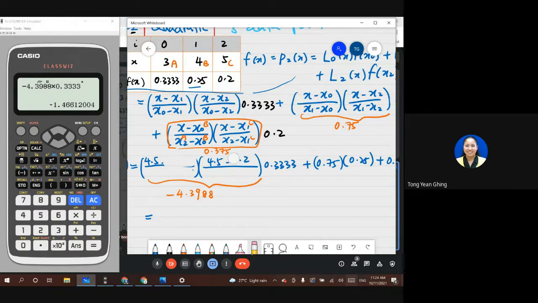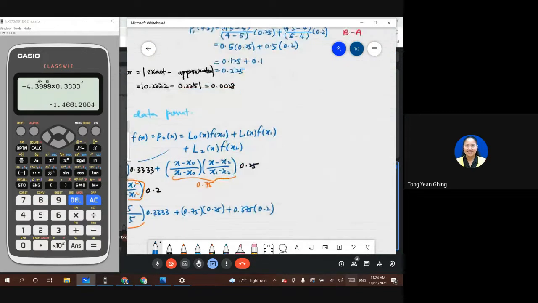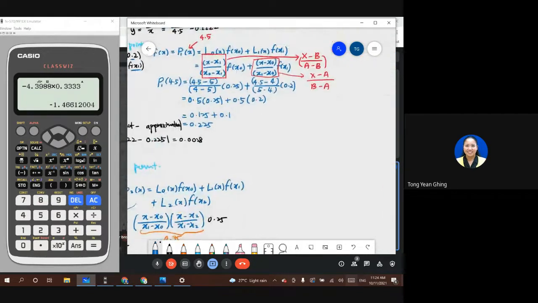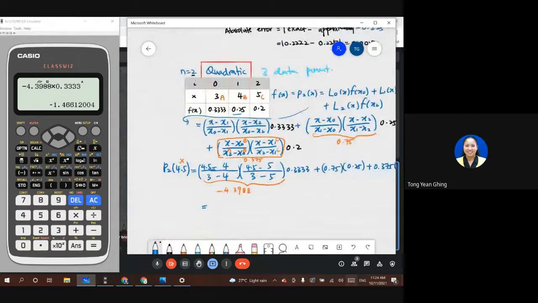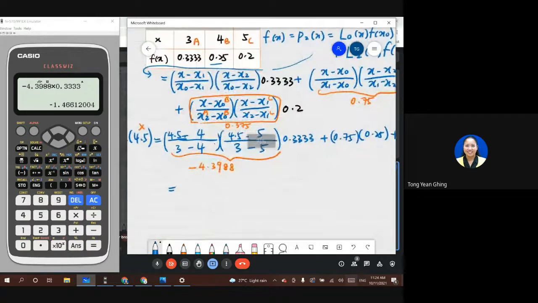It cannot be y. It should be the value of x. It should be this one. 4 minus x1, x1 is 4. And then this one x0 is 3. 3 minus 4. This one is 5. And this one 4 minus 5. Oh no. Why did I calculate like this? Just now was correct already. This one is not correct. Yeah. So this is wrong. So let's do this one again.